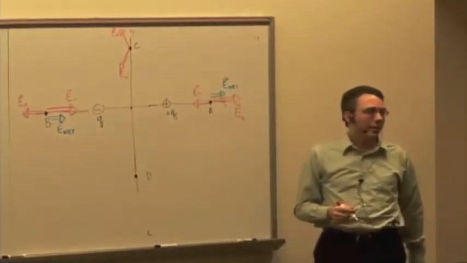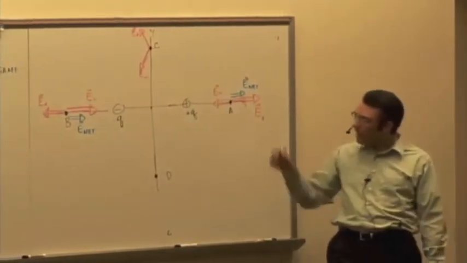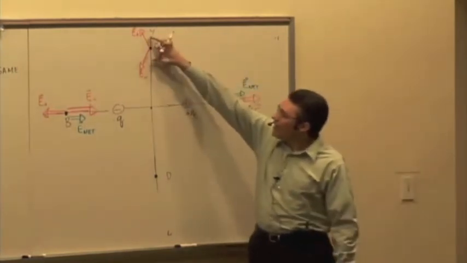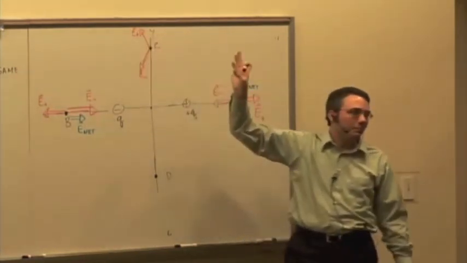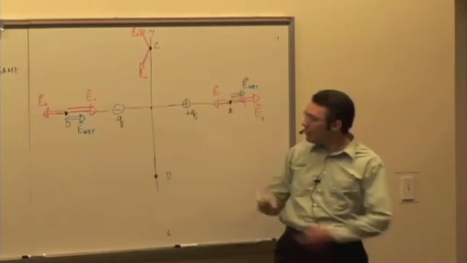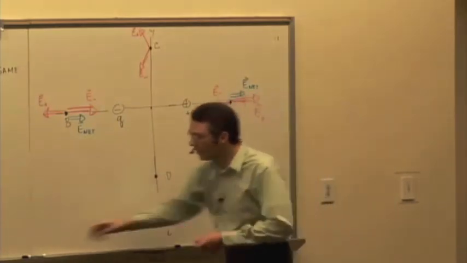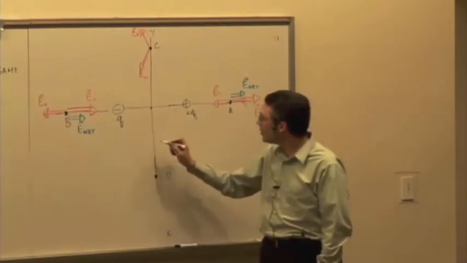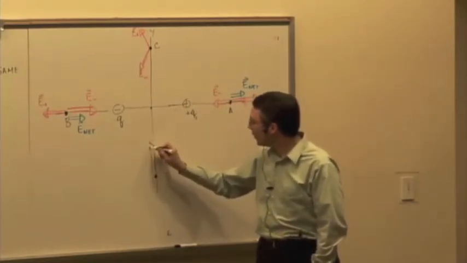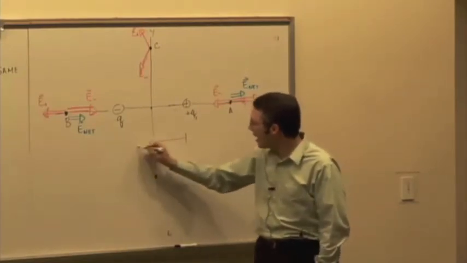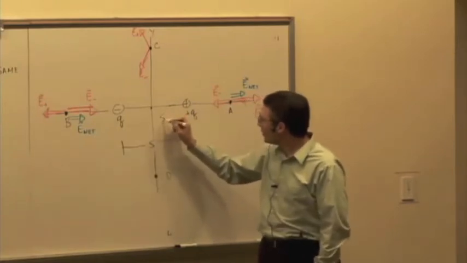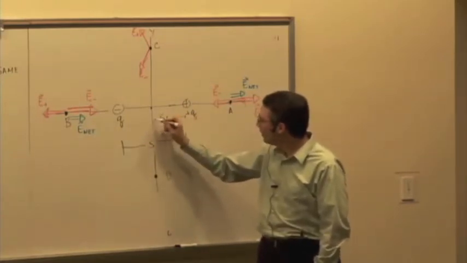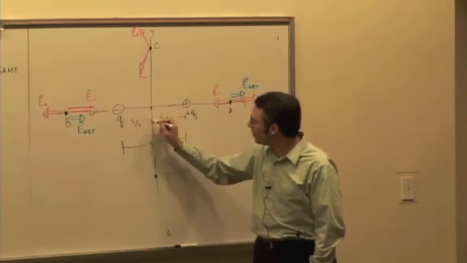What's the net electric field direction? To the left. How do these magnitudes compare? They're the same, right? And if I wasn't clear, I'm drawing the origin halfway between the two charges. So if we call the distance between the two charges S, then this distance is S over 2, and this distance is S over 2, okay?